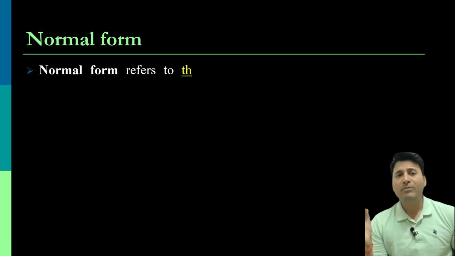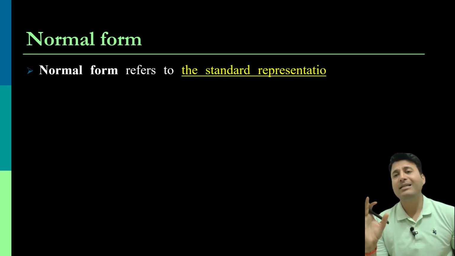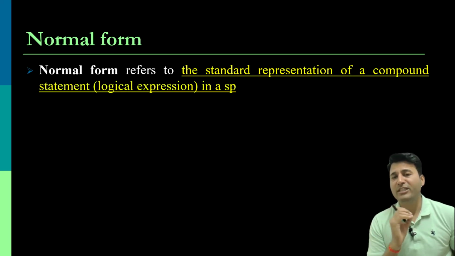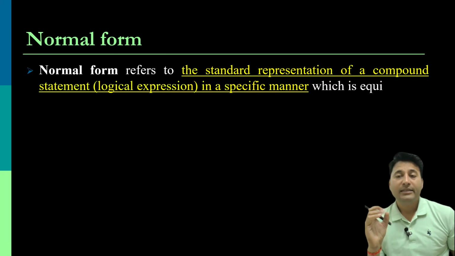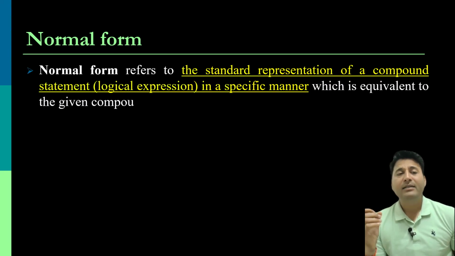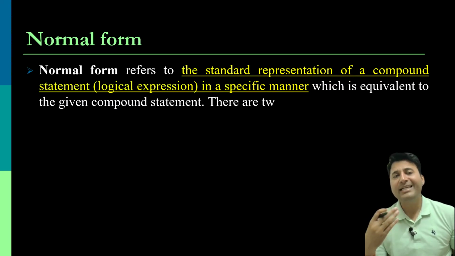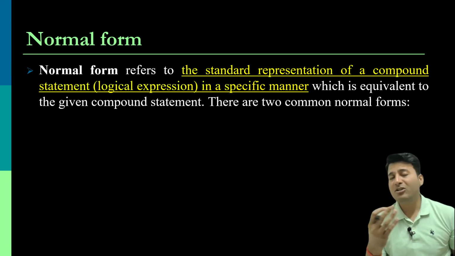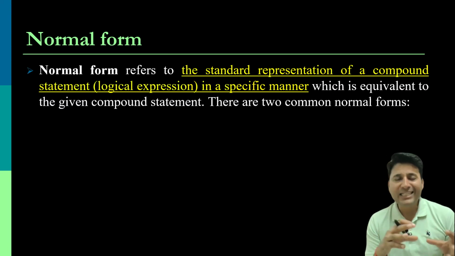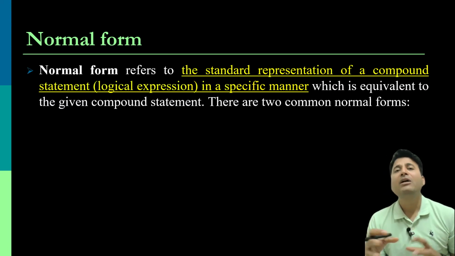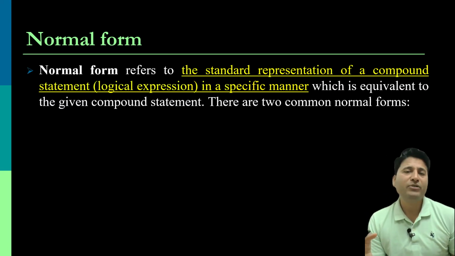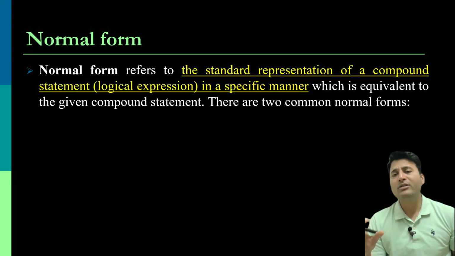Okay. So normal form refers to the standard representation of a compound statement or compound proposition, in a specific manner. Moreover, when we rephrase the compound proposition into a normal form, it's not like we are changing the nature of that compound proposition. We are only doing an adjustment to the compound proposition so that it will look a specific way.